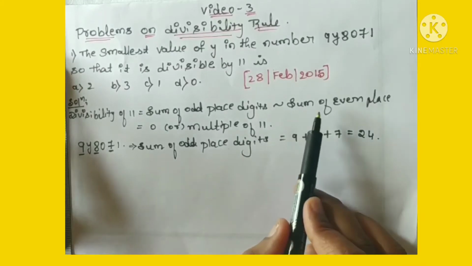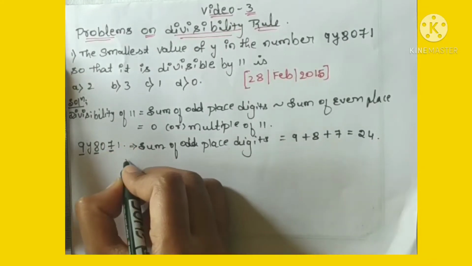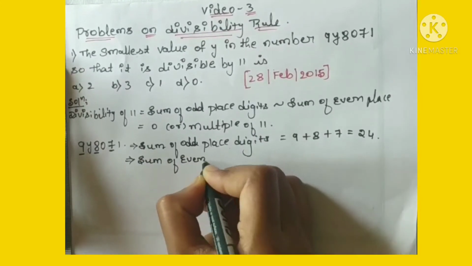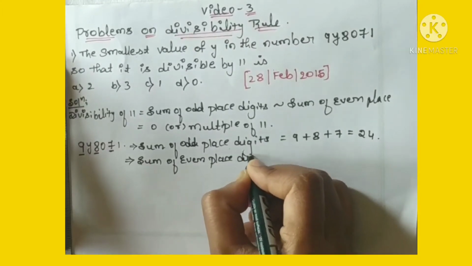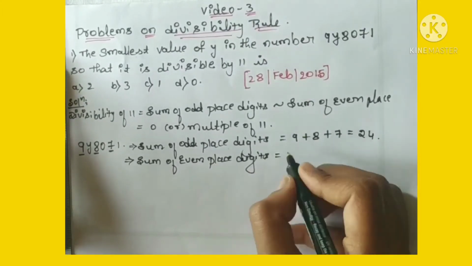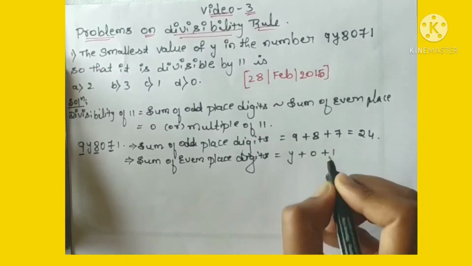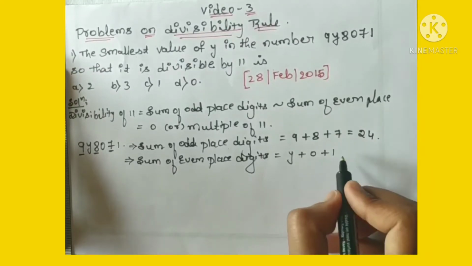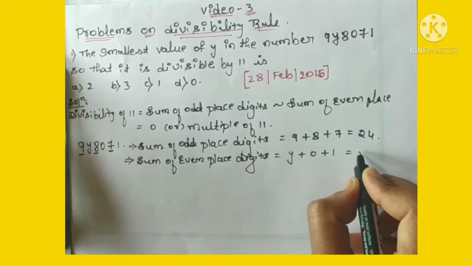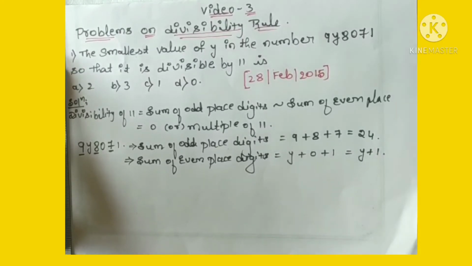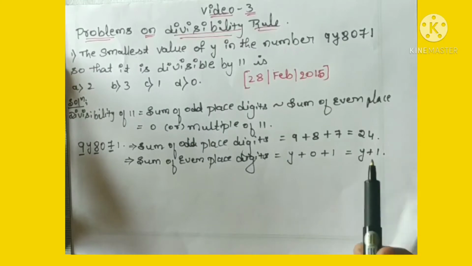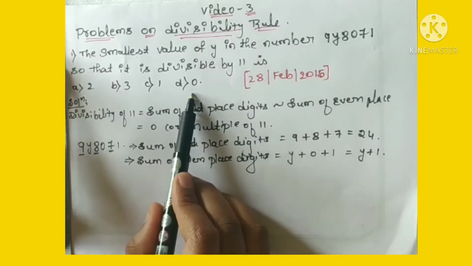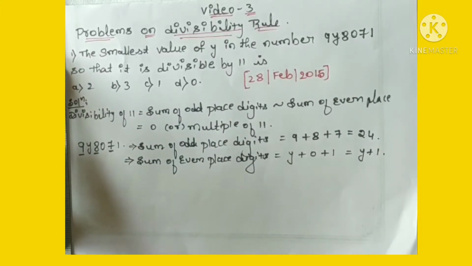Now I will do the sum of the even place digits, y plus 0 plus 1. Here y, 0 and 1 are the even place digits. If I do the sum, it is y plus 1. For the value of y, we have to choose from the options, and it must satisfy the divisibility rule of 11.